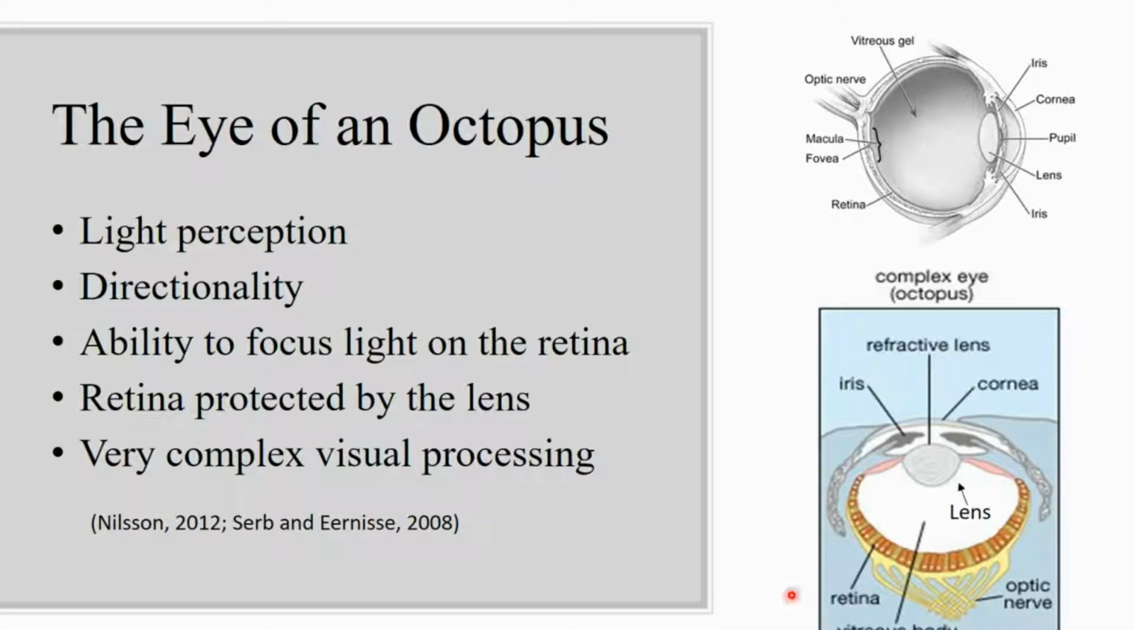The eye of the octopus has light perception, like the euglenid, directionality, like the mollusk. It's able to focus light on the retina, like the nautilus, using its pinhole. The retina is protected by a clear lens, like the box jellyfish. And now we have the addition of the cornea. And the cornea is something that we have on our eyes. And like I said, it makes up 3/4 of our optical power. And it's a very important part of vision.